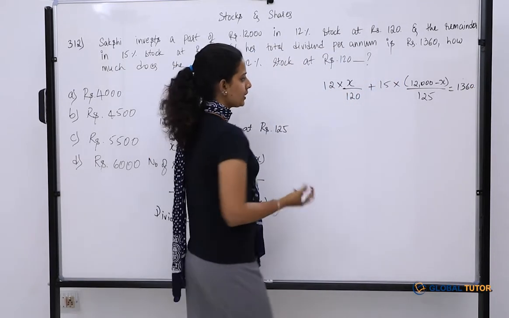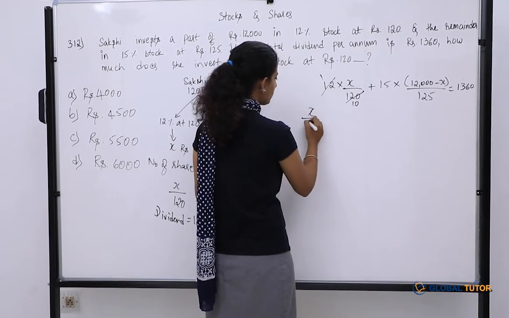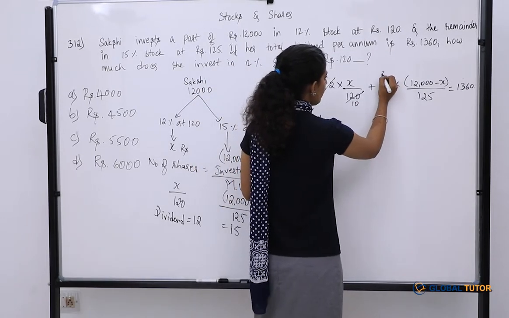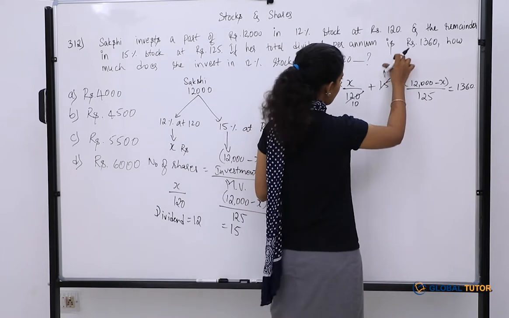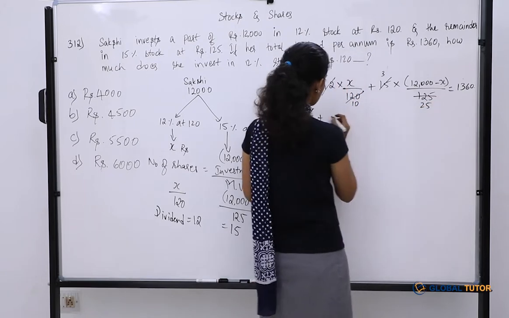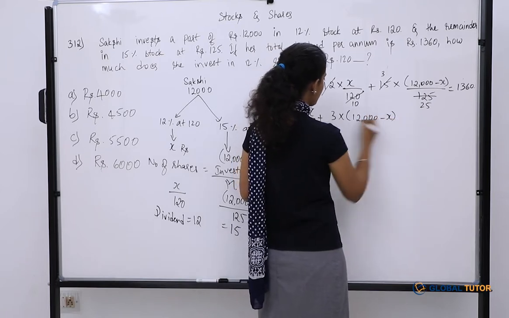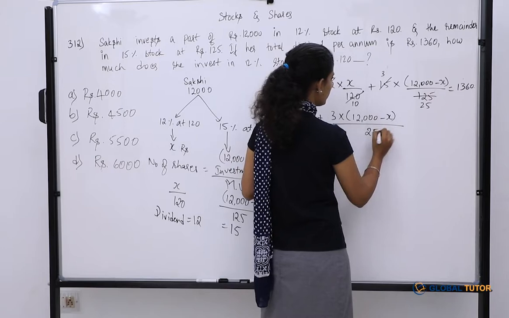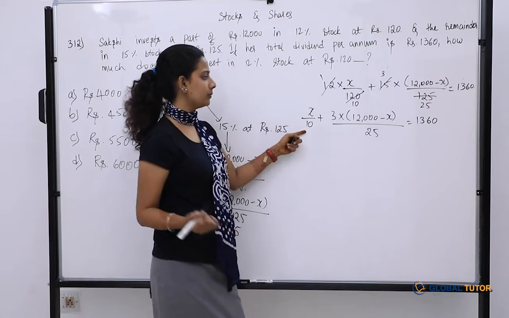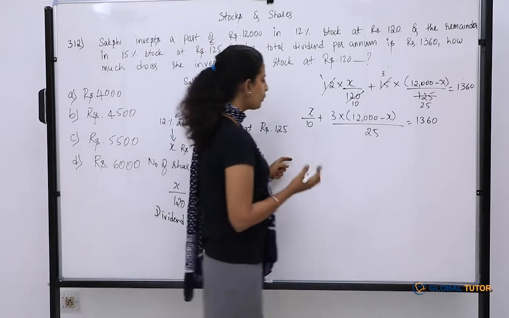Let us solve this equation now. This is 12 1 times, 12 10 times. So we get X divided by 10 plus 5 3s 15, and this is 525. So this is 3 into 12,000 minus X divided by 25, that is equal to 1360. Let us take the common denominator. So when we take an LCM of 10 and 25, we get the LCM 50.